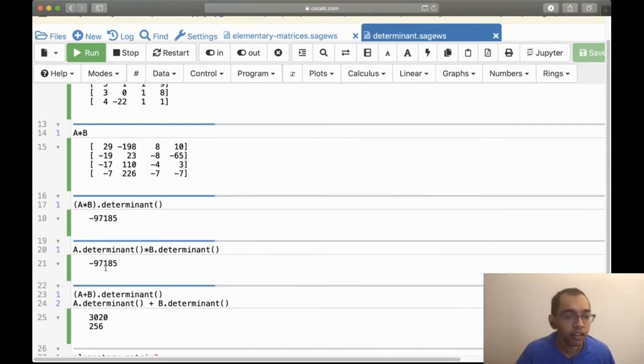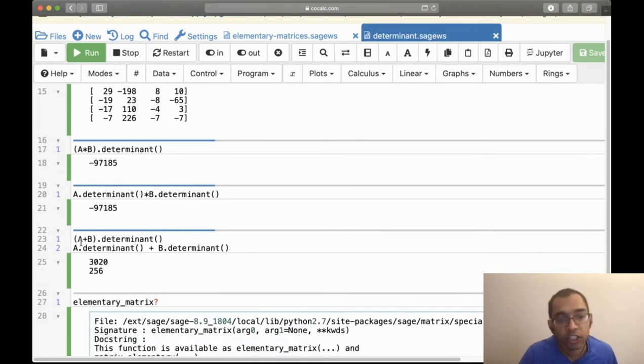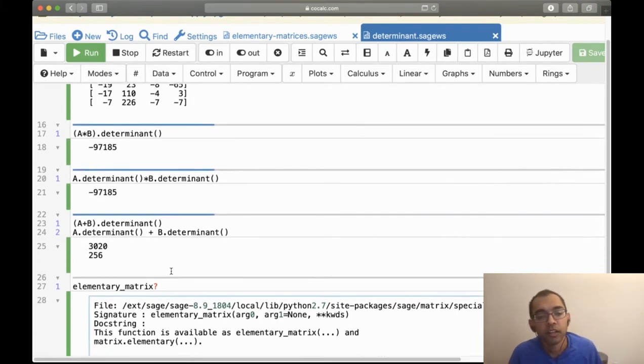Okay, then one thing that's not true is that the determinant of A plus B is not the same as the determinant of A plus the determinant of B. And then here I just did a calculation that shows that the first line is the determinant of A plus B. The second line is the determinant of A plus the determinant of B. And they're not equal.